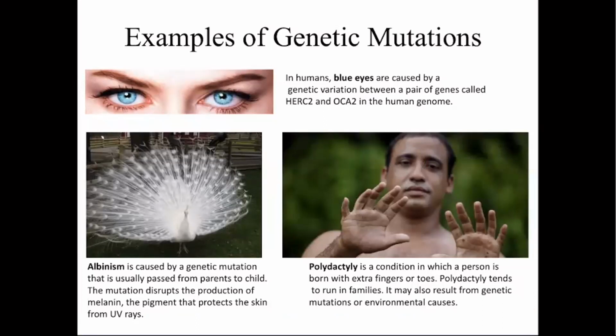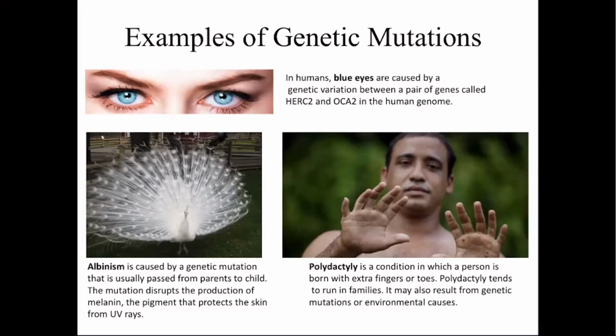So in humans, blue eyes are actually a genetic variation. So don't think that mutation is always negative. As you can see, having blue eyes is just a genetic variation between the two genes that you see here, HERC2 and OCA2, and that's what gives rise to blue eyes. That's why, when generations happen, you sometimes see blue eyes in a whole generation of a family, because it is already incorporated in the gene.